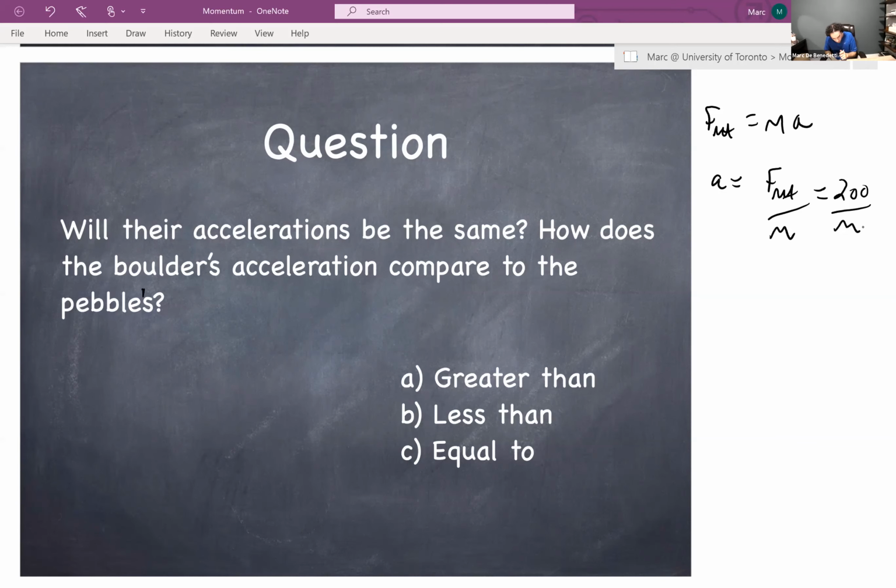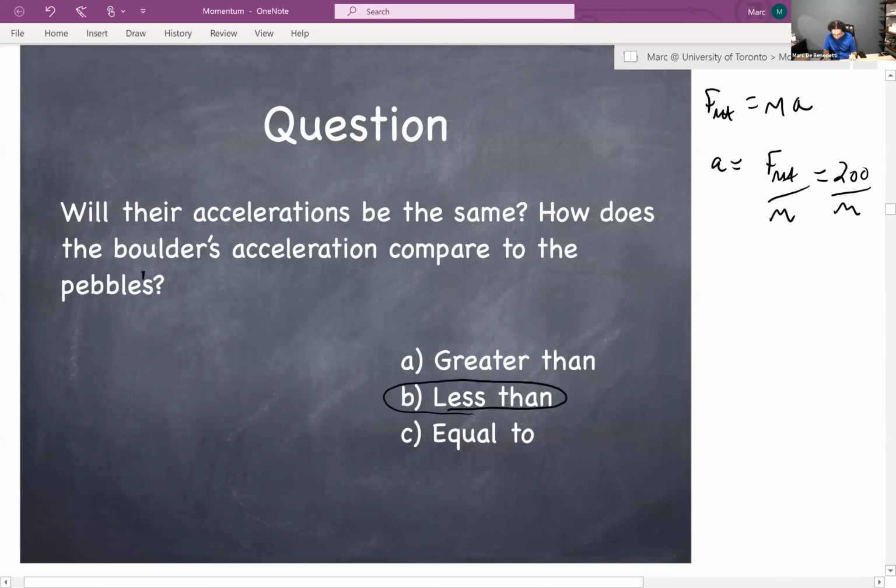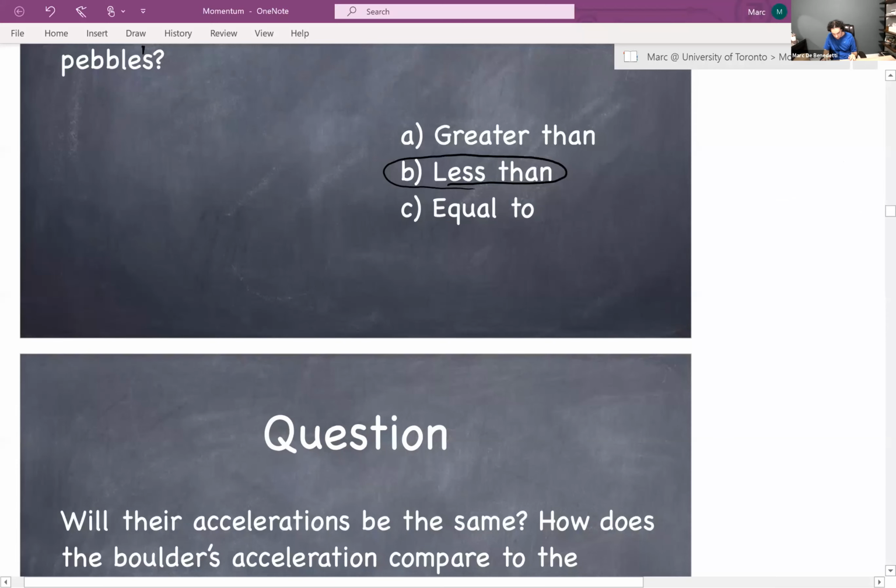So the answer here is, how does the boulder accelerate? The boulder is going to have an acceleration less than that of the pebble. There you go, less than.